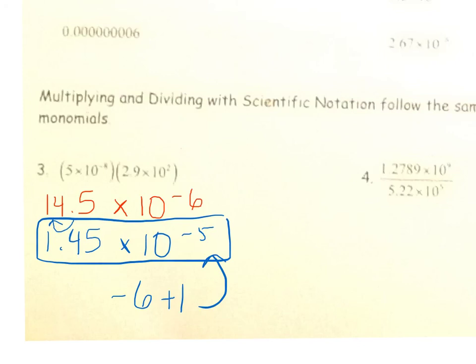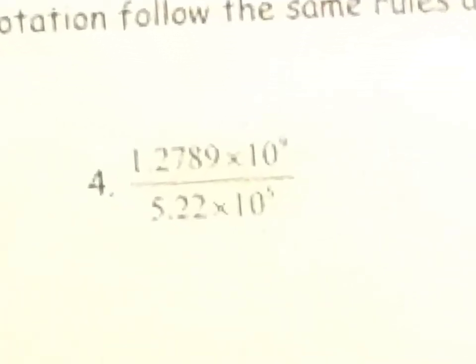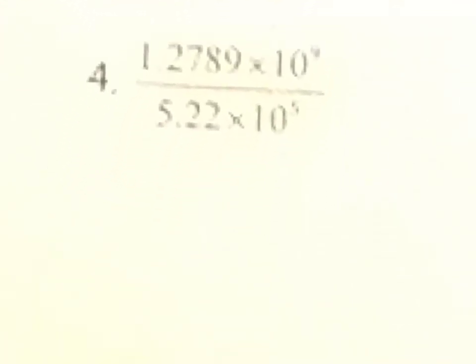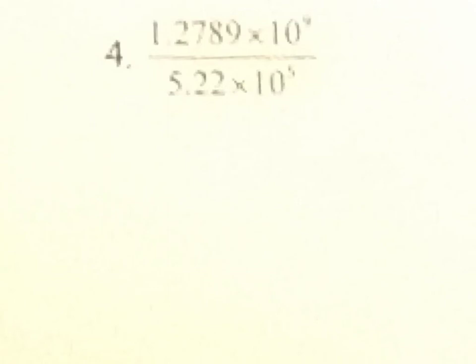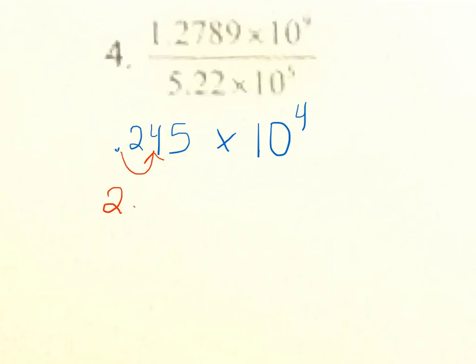All right, let's try another one. Take number 4. Remember, when I do the division, I'm going to divide the numbers 1.2789 divided by 5.22. When I grab my calculator, I get 0.245. All right, then I subtract my exponents. I get 10 to the 4th. All right, this time, I need to move my decimal to the right one. And when I do that, I'm going to subtract 1 from the exponent instead of adding. So it's going to be 2.45 times 10 to the 3rd, because I'm subtracting 1 from the exponent.